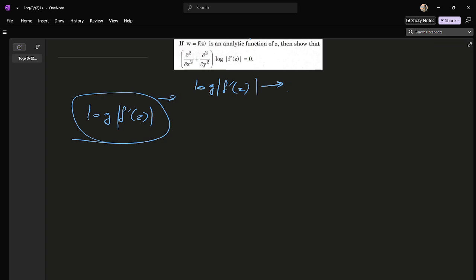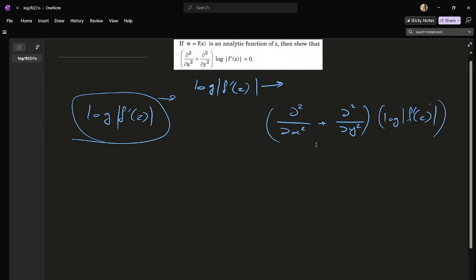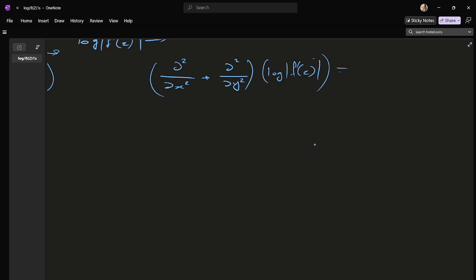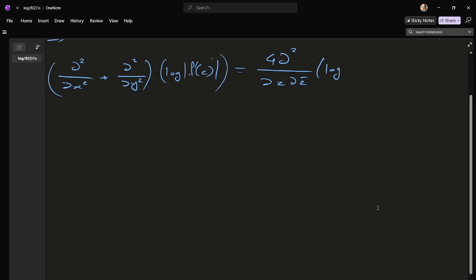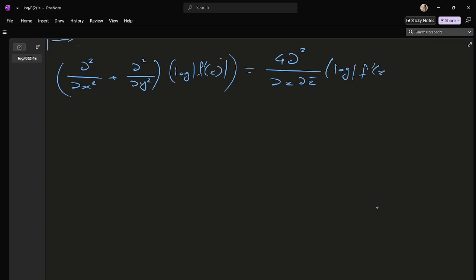Firstly, we have to know that del square, it's a very known fact, is 4 del square by del z del z bar of log of mod f dash z. So now how can we do this?